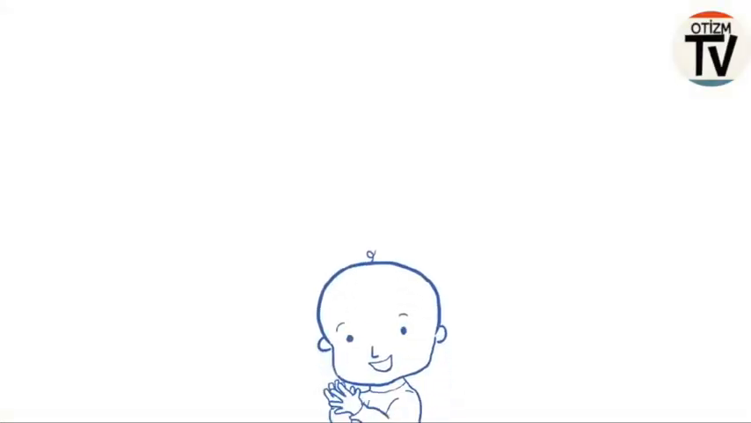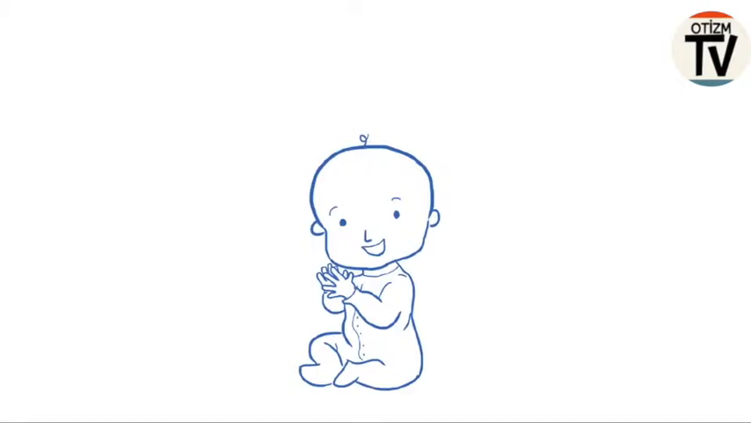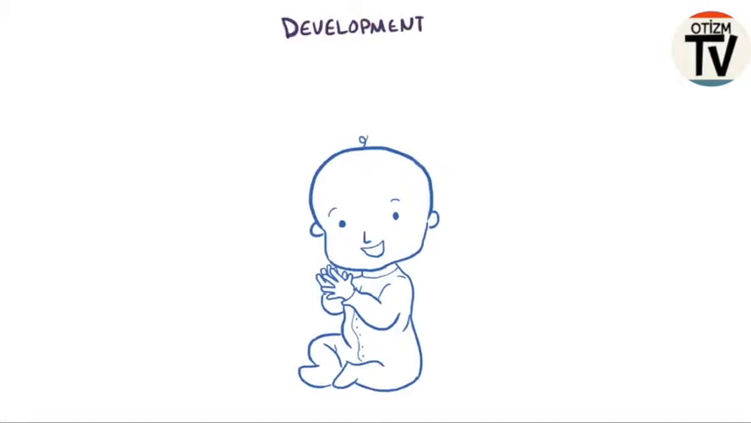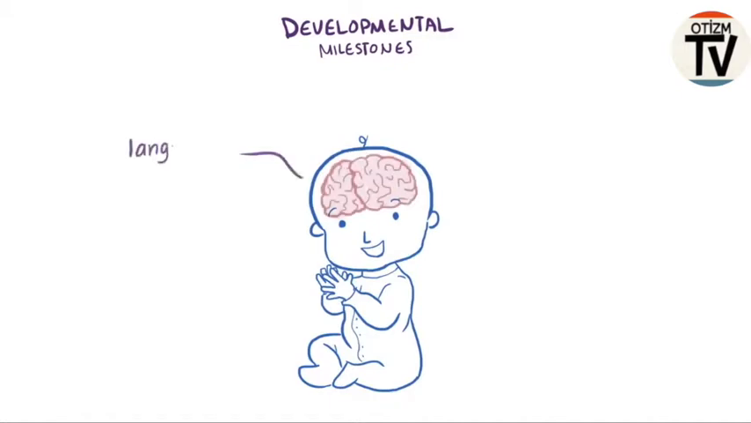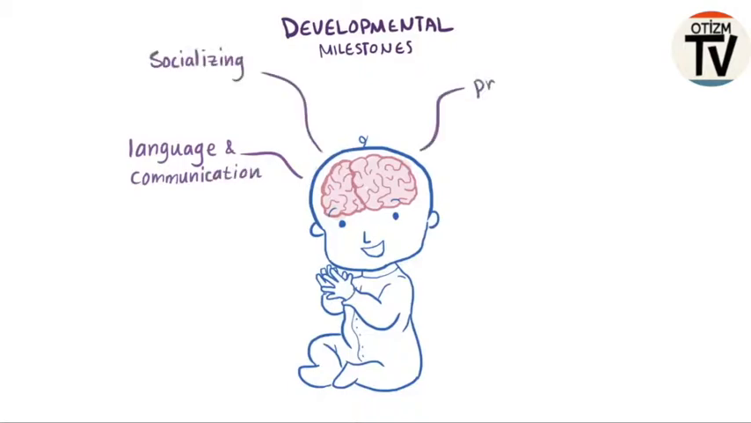Even though everyone develops at slightly different paces, almost everyone hits the same general developmental milestones and learns the same sets of skills at about the same time, more or less. These are things like language and communication, socializing, cognitive skills like problem solving, and physical milestones like walking, crawling, and fine motor skills, all of which progress as the brain develops.